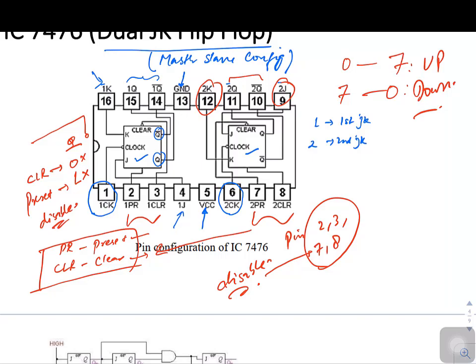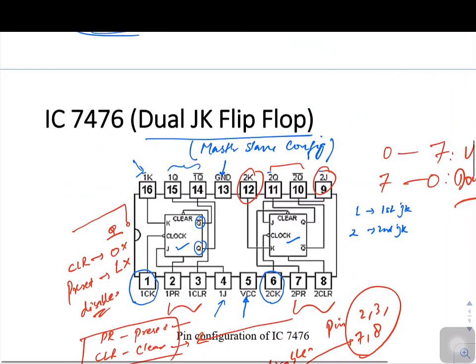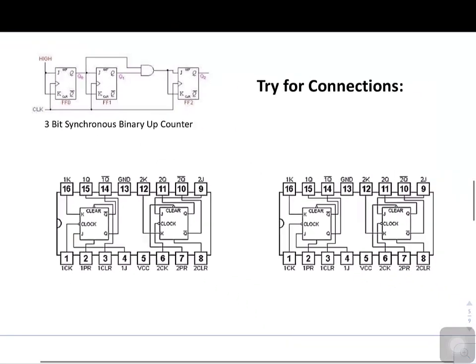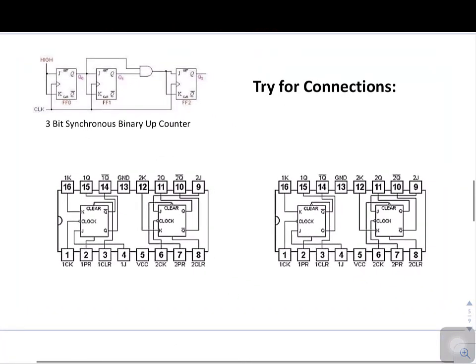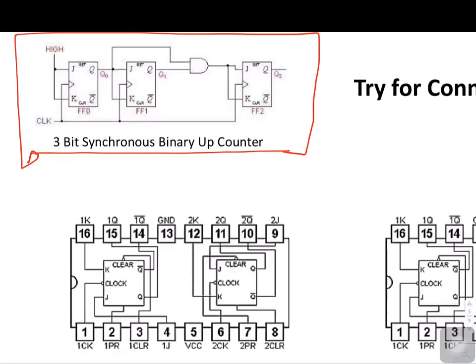After we understand how this IC is going to work, now you can try the connections. This is your 3-bit synchronous binary up counter diagram. As I already told you how this diagram is designed, it is a part of AC213 theory, where we will be covering this topic again. Till then you can try the connections, and let us understand the connections first.